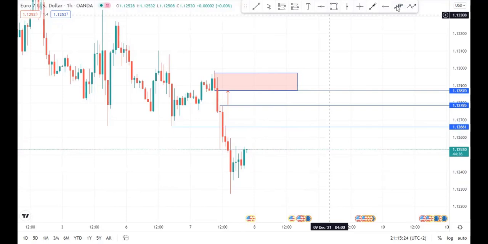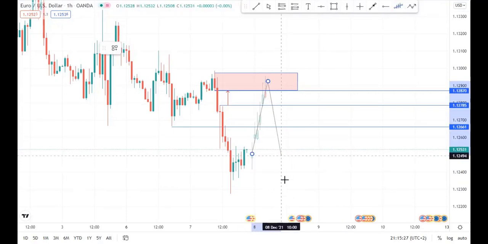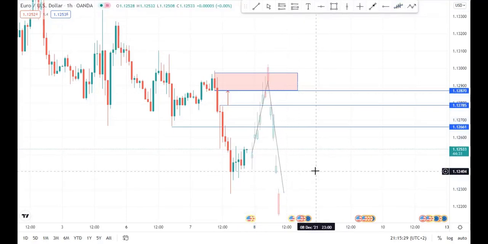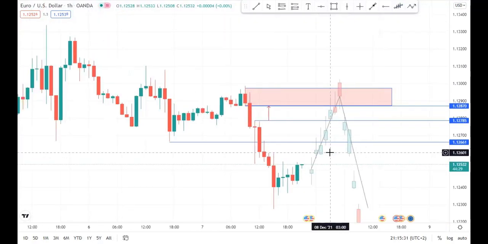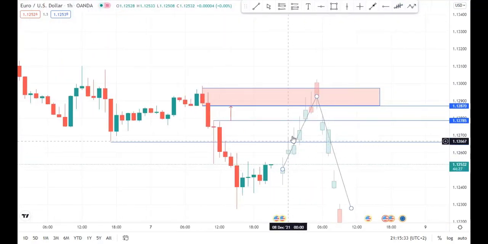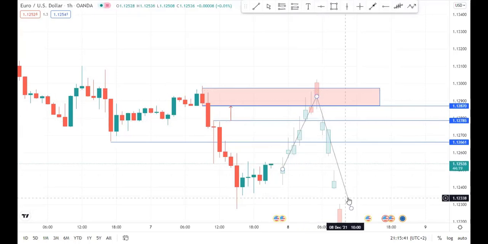Do you understand? So it's like this: it fills the imbalance, retests, and we are done. So that's how price is moving here. First, when price is moving, it fills the imbalance, which is here, and goes to retest the OB.